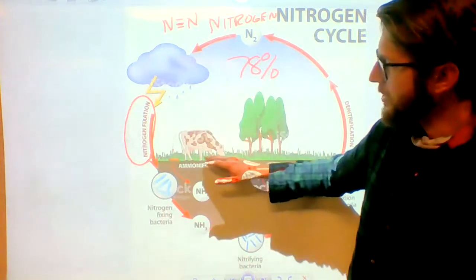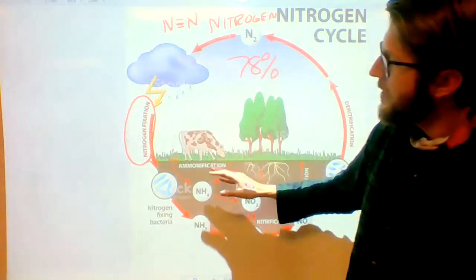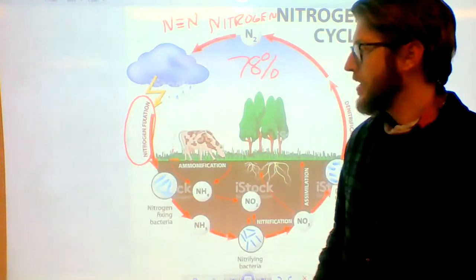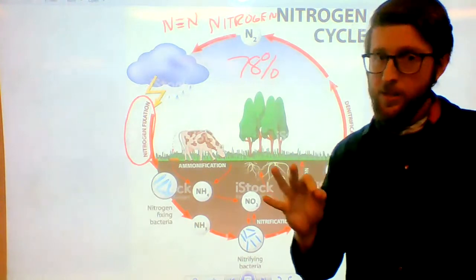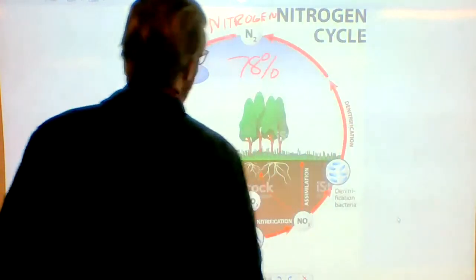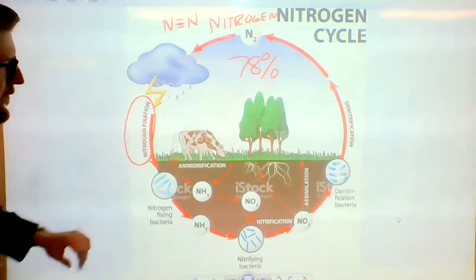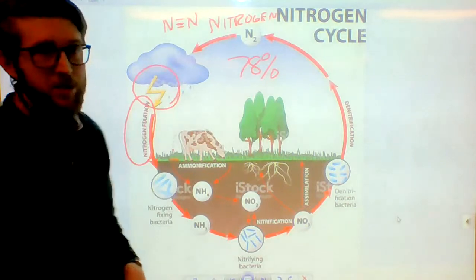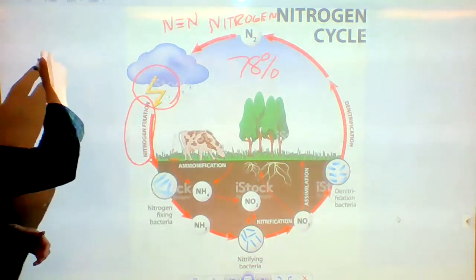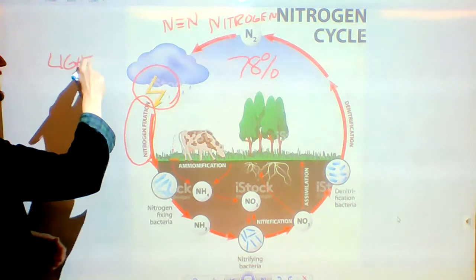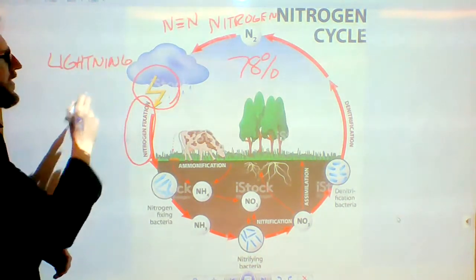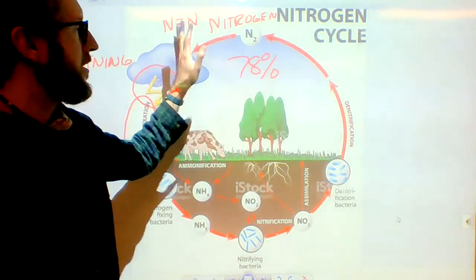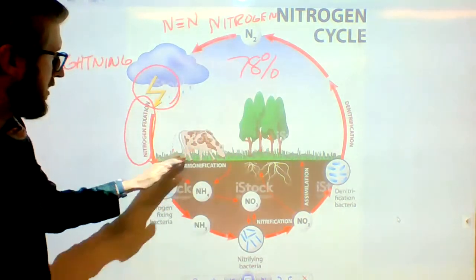So before the plants can use this nitrogen that's in the air, it has to first be fixed. And what fixes it? Well, there are two things really that fix it. One thing, you may be surprised, is lightning. Lightning is one of the things that can fix nitrogen, in other words, turn this nitrogen that's in the air into a form that the plants can accept.